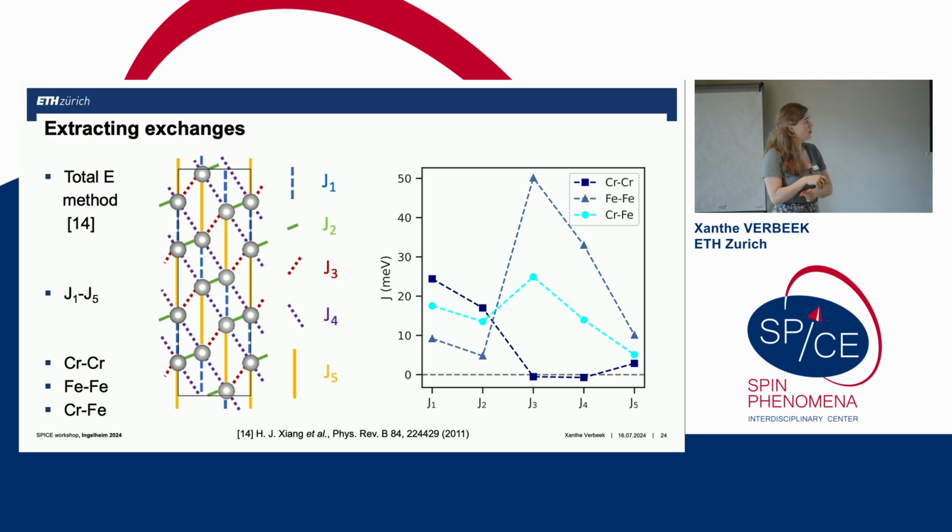And we see that the chromium-chromium exchanges are dominated by the first two, whereas the iron exchanges are dominated by the third and fourth, and the chromium-iron exchanges lie somewhere in the middle, also showing that they're of similar order of magnitude, so that it's possible for them to compete at the interface.